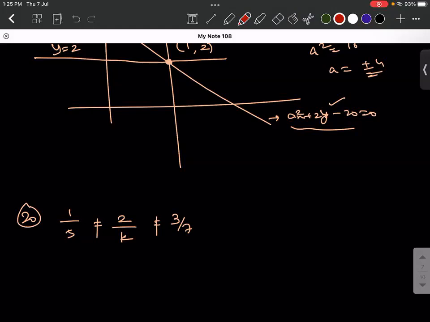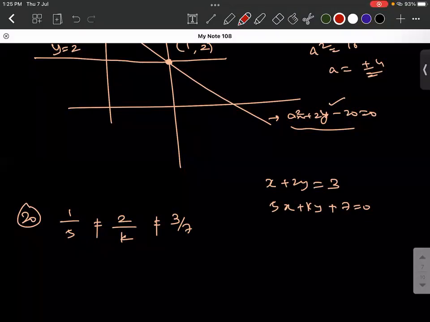Look. So what are the two equations given? x plus 2y is equal to 3 and 5x plus ky plus 7 is equal to 0. So you're able to understand the difference between both. In one of the equations, the constant is on the right hand side. In the other one, it is on the left hand side. For this problem, there is no issue, I understand.